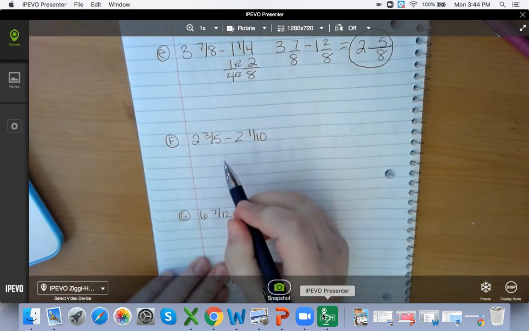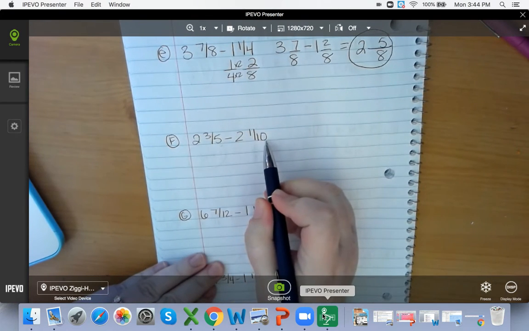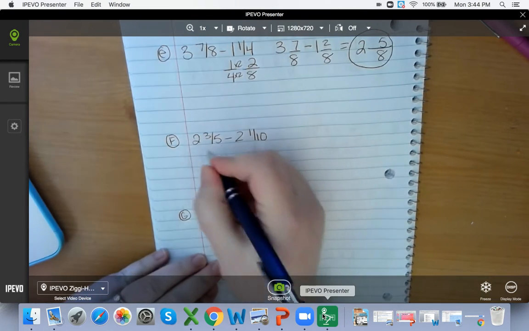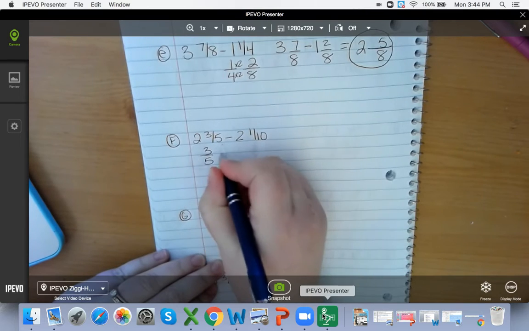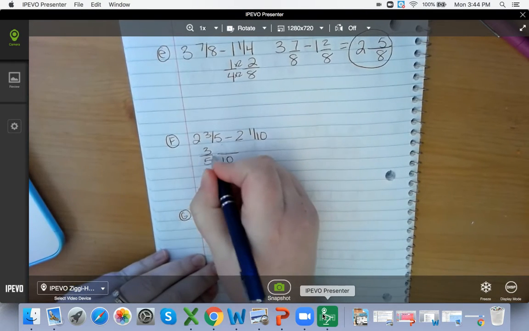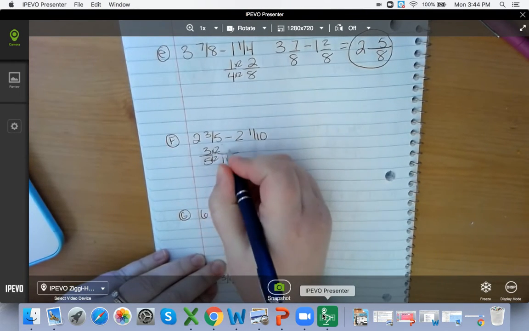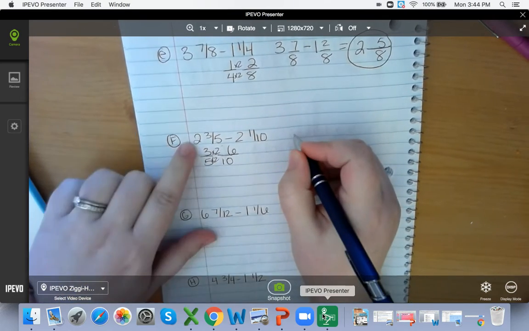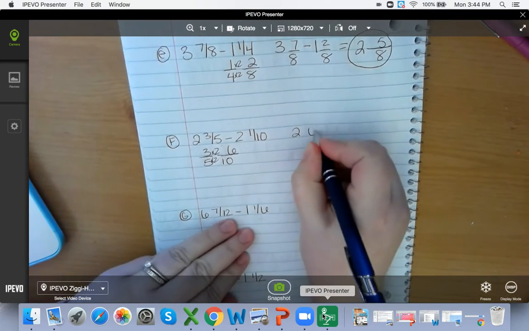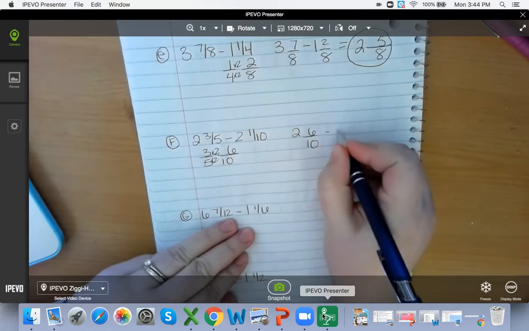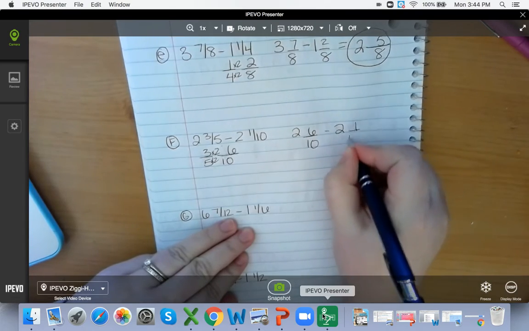Okay, next step, look at your denominators. I've got a 5 and a 10, so I'm going to make that 5 a 10. So I've got 3/5, need to make it a 10. To do that, I need to multiply by 2. So now I have rewritten 2 and 6/10 minus 2 and 1/10.